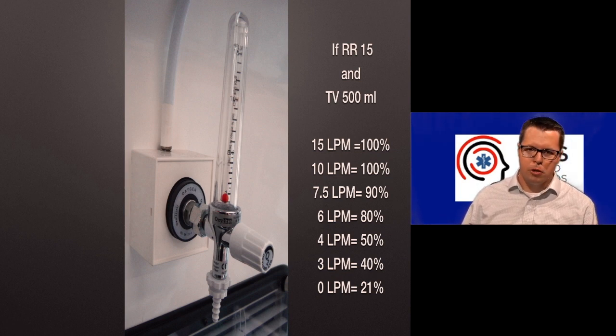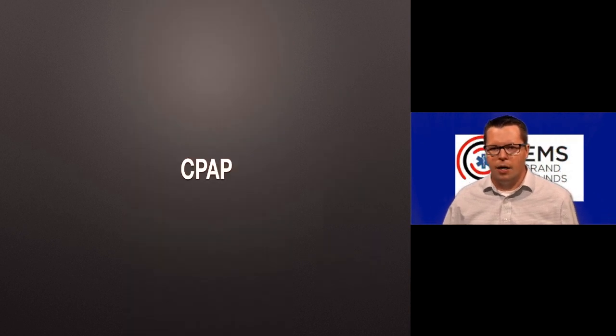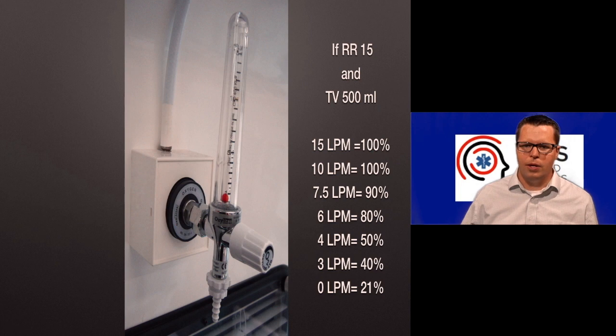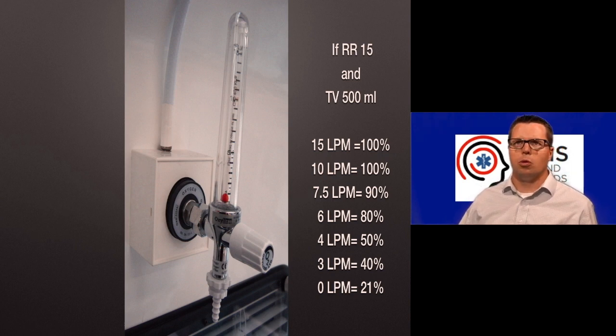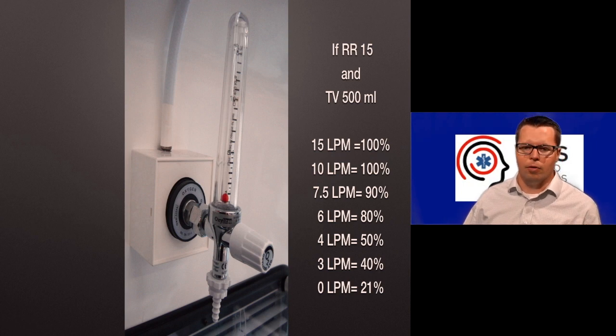If you did the numbers based on the math here, at 15 liters a minute, you get 100% oxygen. But when you get to about 7.5, you should get a little bit less, and a little bit less as you kind of go down. These numbers don't line up 100%. It's more like at 10 liters per minute, you probably get 80%, and at 6 liters per minute, you probably get around 40%, something like that.